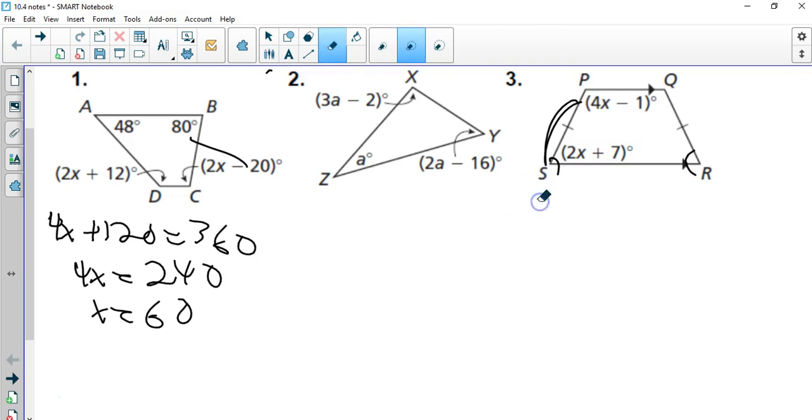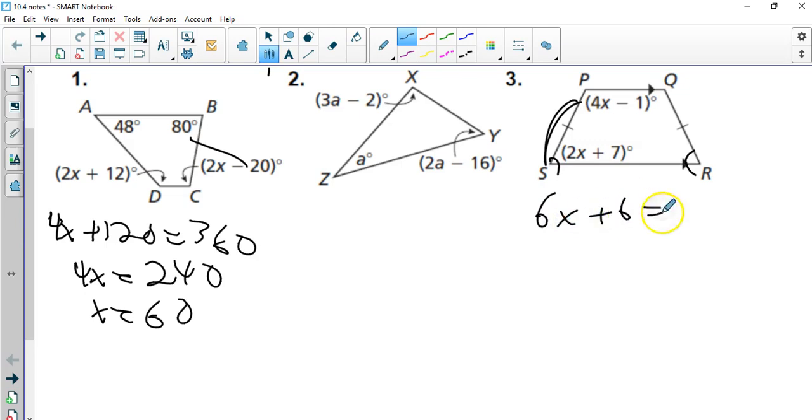I'm going to do something in my head. So 2x plus 4x is 6x. 7 minus 1 is 6. That's going to equal 180. I'm going to subtract 6. So that's going to be 174. And then I just take 174 divided by 6, which is 29.